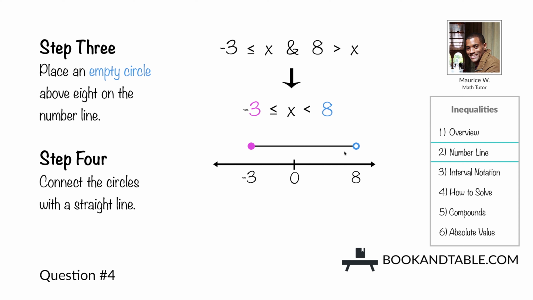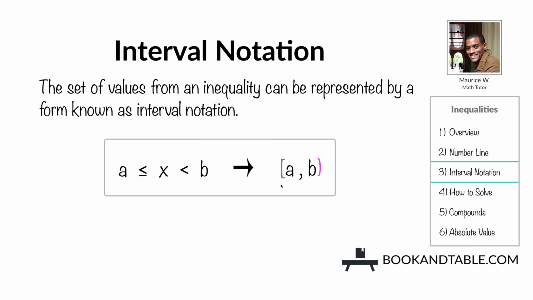Now the number line is one way that you can represent the range of values. Another way we can do so is by representing the set of values of an inequality through a form known as interval notation. So this would be our compound inequality, and the equivalent in interval notation would be A and B with a bracket and parenthesis on both sides.